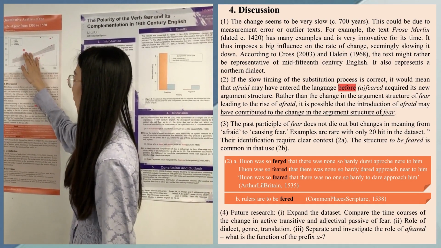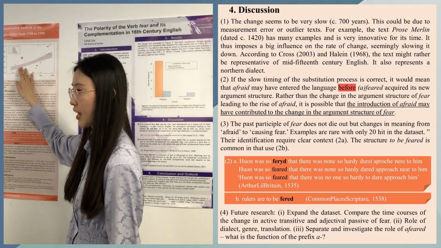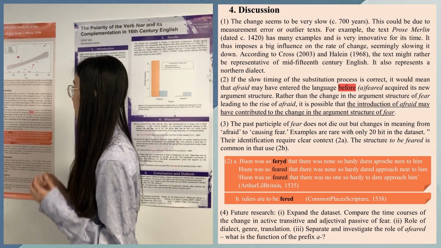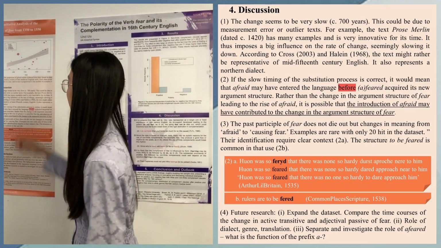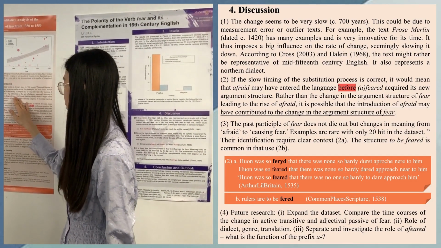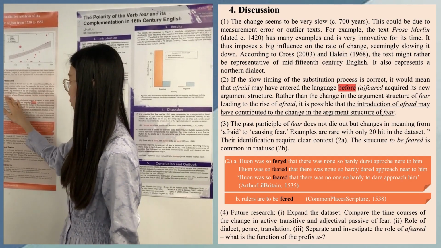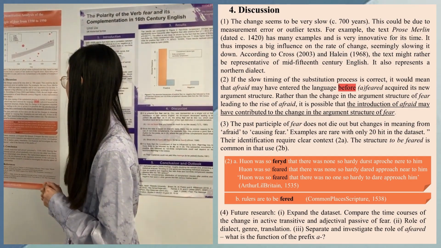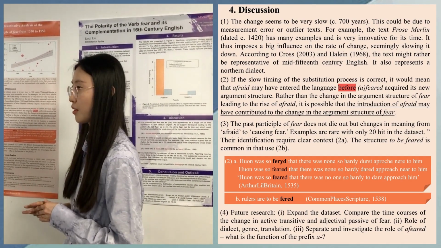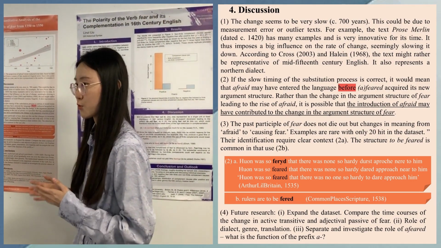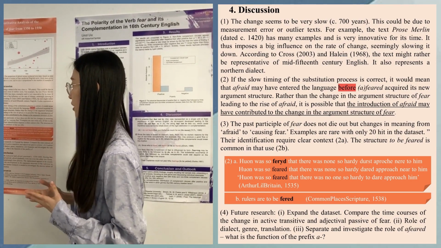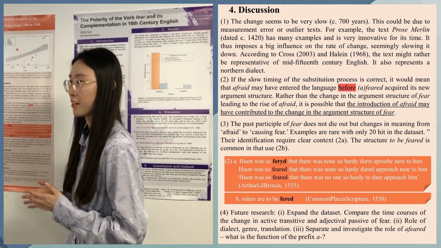It uses a much higher proportion of afraid compared to its time. And because it is big, which means that it contains a lot of examples, it imposes a very big influence on the rate of change. It drags the line up and makes the line much flatter. According to Cross and Helen's work, the text might rather be representative of mid-15th century English, but the text Prosmarine was dated 1420. Probably the date was wrong, but it might also be related to dialect, because Prosmarine represents a northern dialect. Probably the northern dialect was much more innovative at that time.